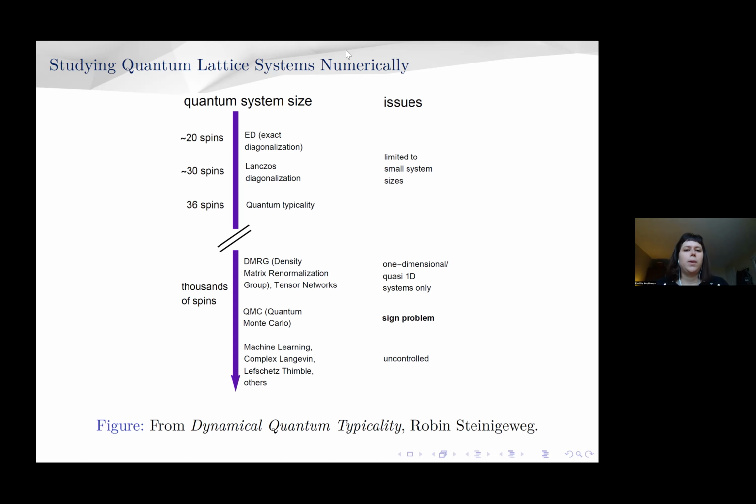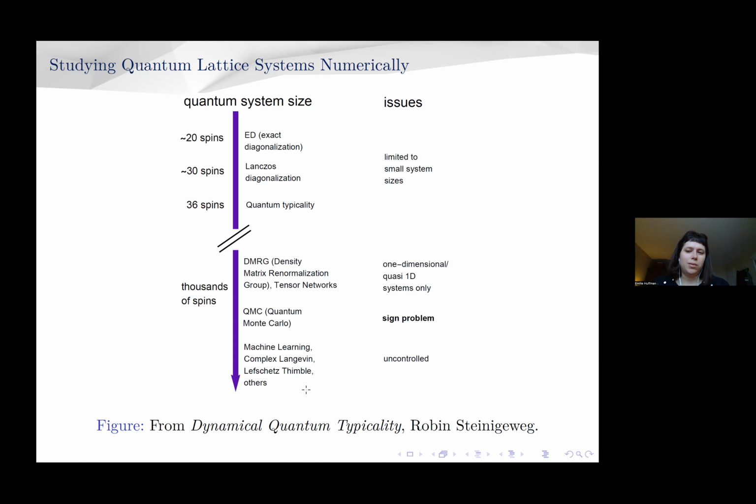The main point I wanted to bring up from this slide is up here we have exact diagonalization sort of methods. If we're thinking in terms of quantum spins, we have on the order of 20 to 30 spins in typical regimes. On the other hand, we have methods like DMRG, tensor networks, quantum Monte Carlo, and Lefschetz thimble, these other sorts of methods that people are developing. They're instead applied to the order of thousands of spins, often even tens of thousands of spins.